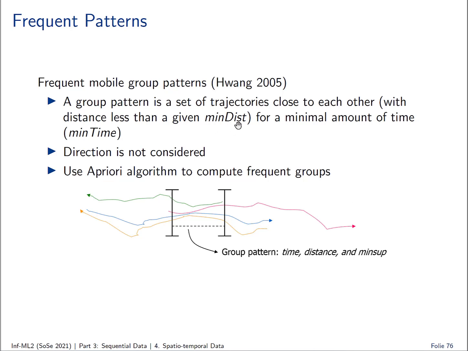So we just have to apply this min-dist threshold and the min-time threshold to both domains, to the spatial domain and to the temporal domain, and then apply the a priori algorithm. So here's a group pattern in that case, and you see once again that the direction of movement of the trajectories is not considered in that case.